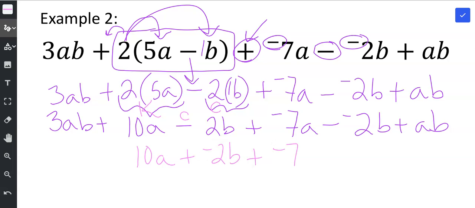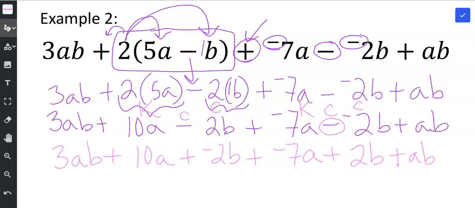And then I'm copying the rest of the problem until I get to another place where I see subtraction. So I'm keeping this negative 7a, I'm changing the subtraction to addition, and then I'm changing the negative 2b to a positive 2b. And now you will see that in between every single term, we have addition. Now that everything is separated by addition, I'm going to reorder using the commutative property of addition.